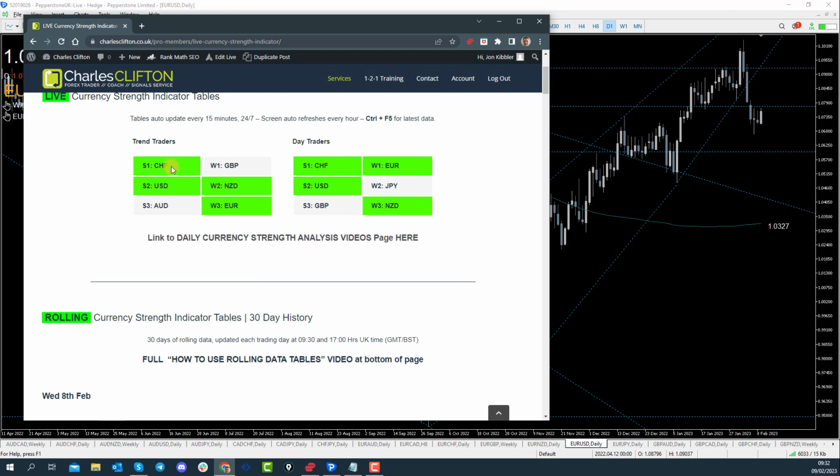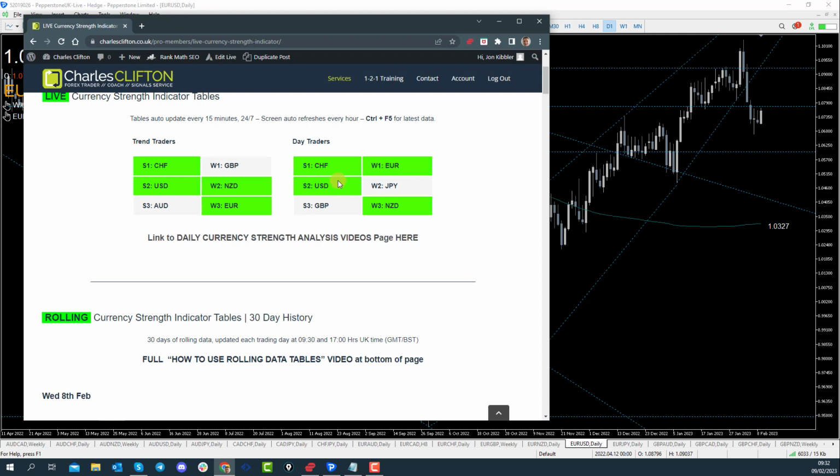Well, it's showing us that the Swiss franc remains the top of the tables at S1, followed by the US dollar at S2 on both tables, being the second strongest currency. On the weak side of things, we've got Euro as the weakest currency on the day traders table. It is the third weakest currency on the trend traders. The New Zealand dollar is the third weakest currency on the day traders, but the second weakest on the trend traders.